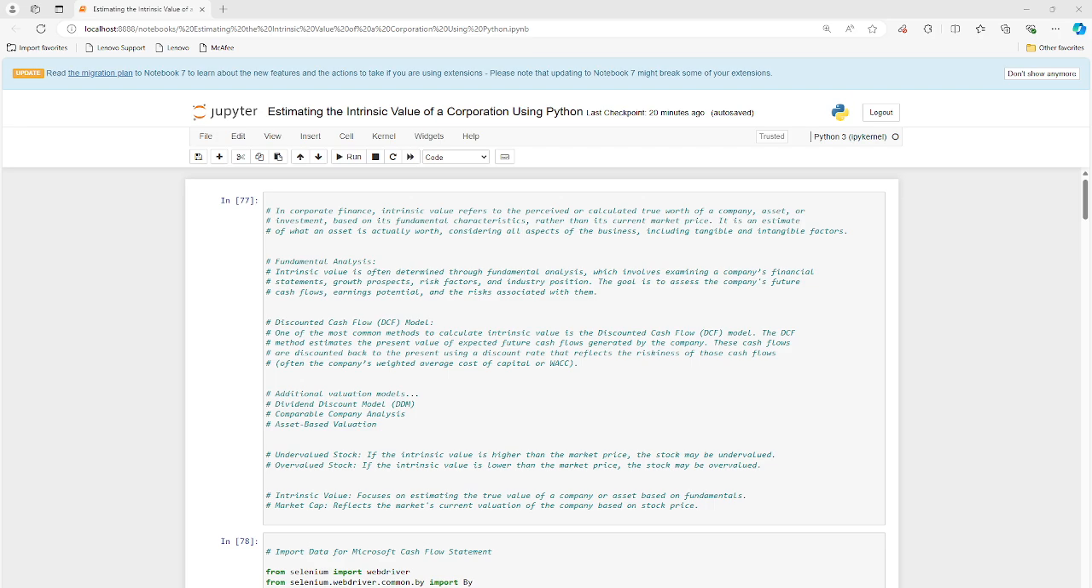So let's start with corporate finance. Intrinsic value is really the perceived value or calculated value of a company, an asset, an investment, whatever the thing may be. It could be tangible, it could be intangible, but you're trying to determine what's the value of something. It could be a car, it could be a corporation. In this case, we're going to look at Apple, right? So we have all the public data. I think that's an obvious one.